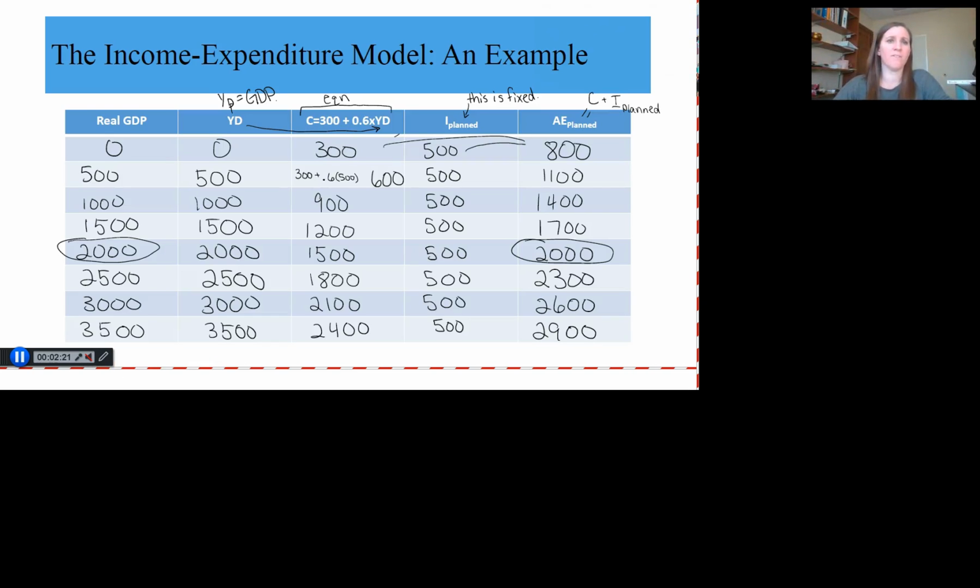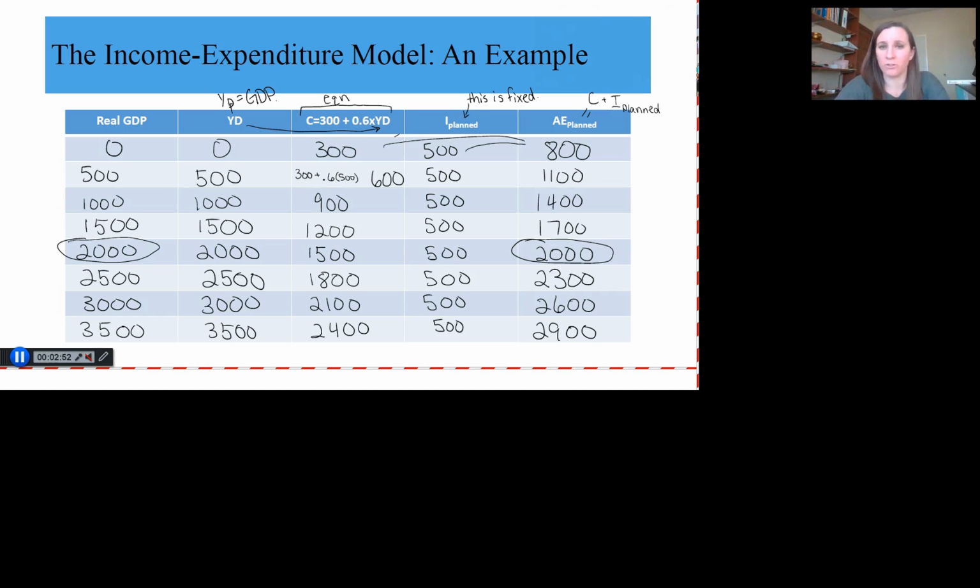So here we have our real GDP. We have a column on the far left going up by 500, starting at 0, 500, 1,000, 1,500, etc. And then we can fill out the second column because we know that YD is going to equal GDP in this scenario. I planned, we're going to switch to the fourth column, is fixed, and you can just write a column of 500s right down there.